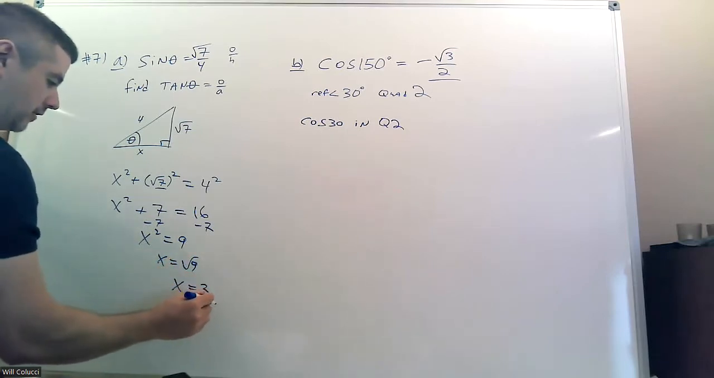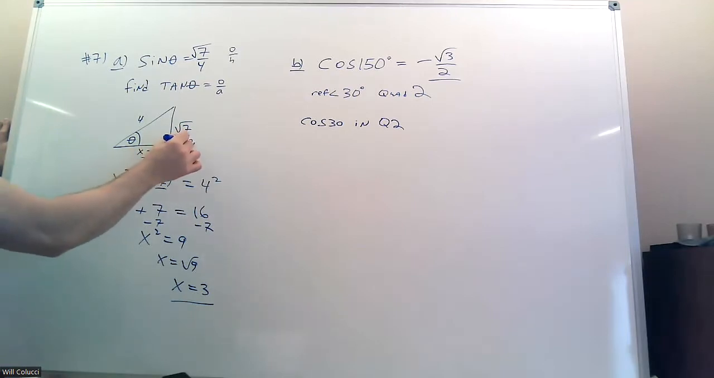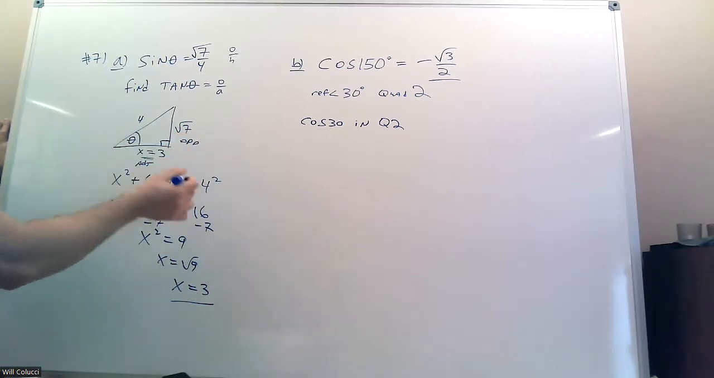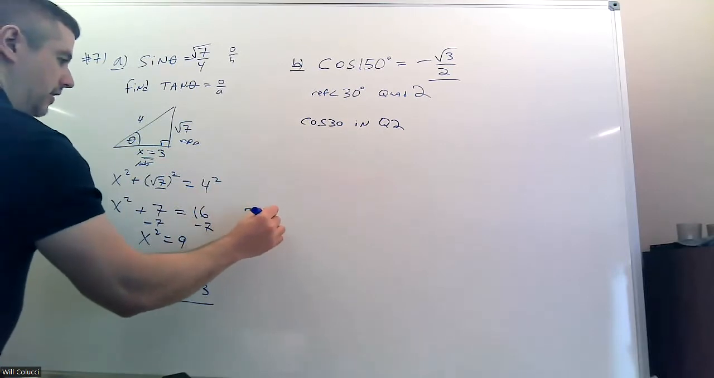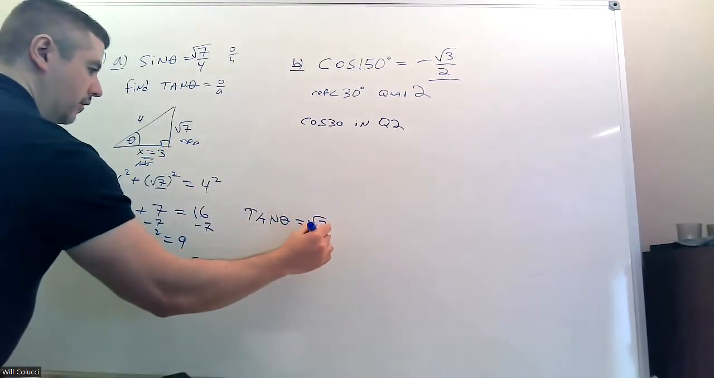It may not come out nice on the final. You don't know. And to be honest with you, I don't know either. So you get this side to be 3. So the opposite side is radical 7, and now I know the adjacent side. This is opp, this is adj. So you just read it right off of there. So the tan of theta is equal to radical 7 over 3.